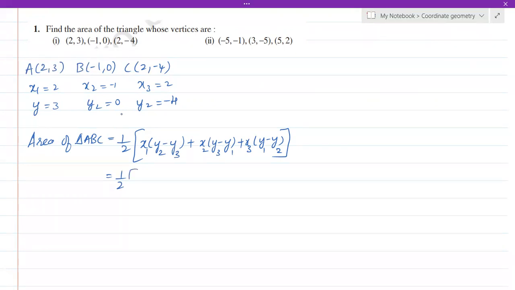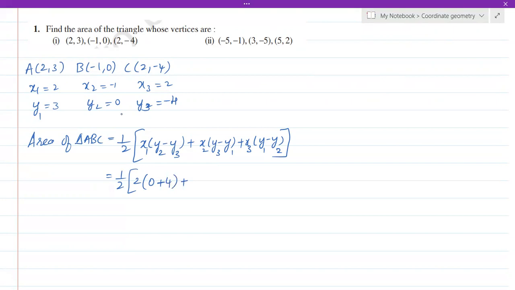Now what is our x1? x1 is 2. Then y2 minus y3: y2 is 0, minus y3, which is minus 4. So already there is a minus, and again a minus. So minus of minus becomes plus.